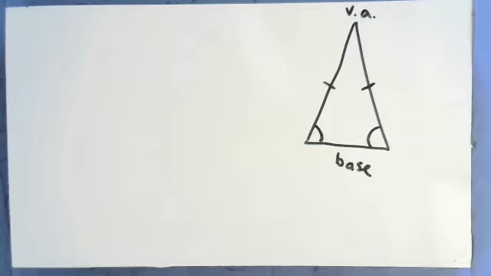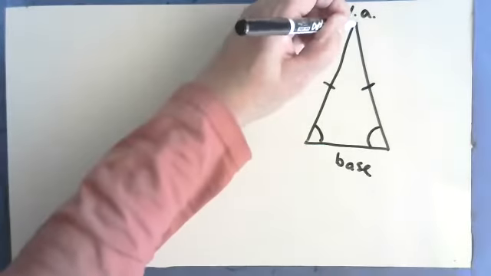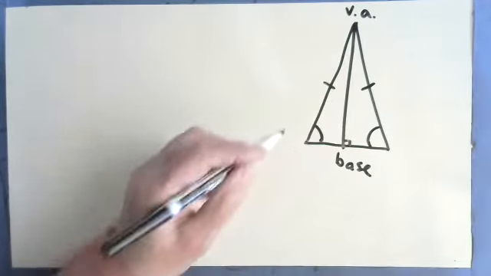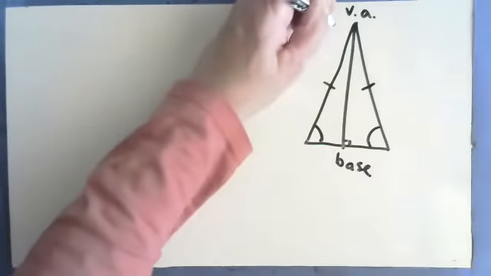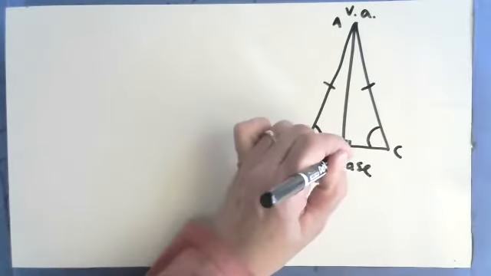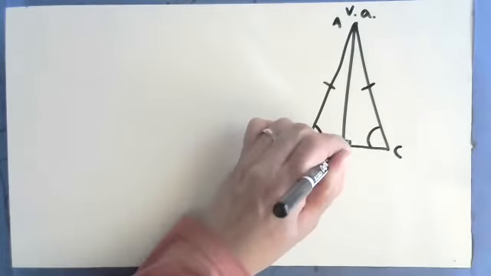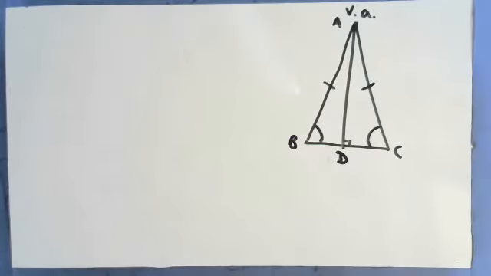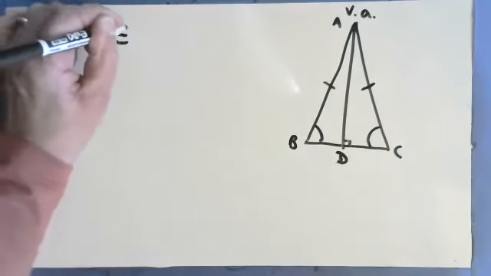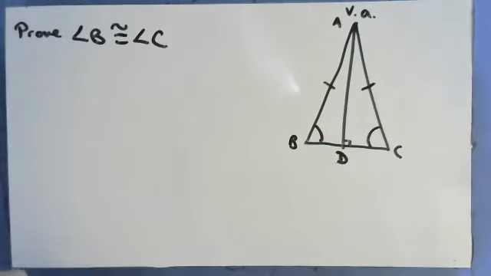Now the hint that I gave you was to draw a line, and so the line we want to draw is this one. And what we want to do, let me call this A, B, C. And so with this new point here, I'll call it D. What we want to do is prove that angle B is congruent to angle C.